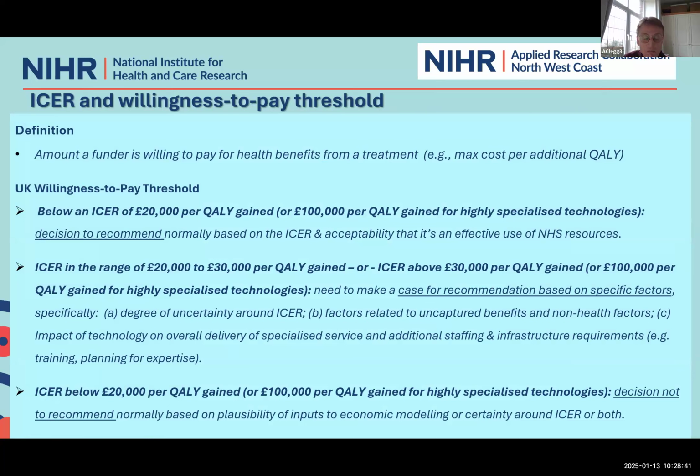I wonder if I put in whether it should be above 20,000. Not to recommend, normally based on plausibility of inputs, you can make an evaluation. No, I can't explain why. I'll have to check back as to whether that should be above £20,000 per quality. Yeah, that's what I was wondering, but because I didn't understand fully, that's why I wanted to check with you.